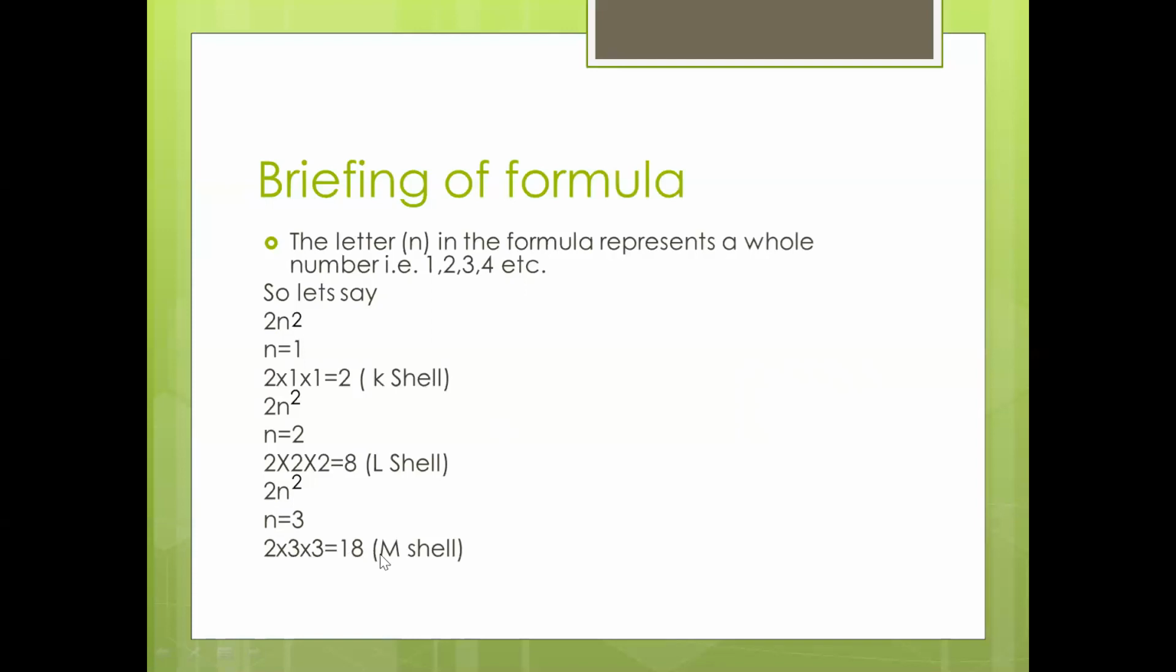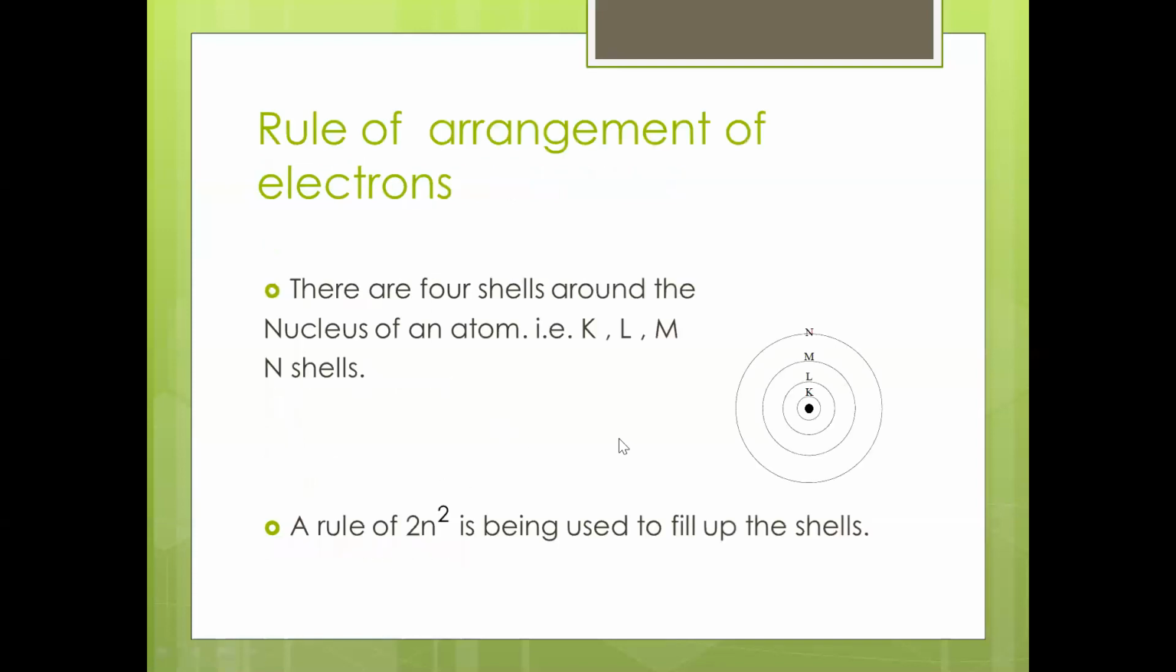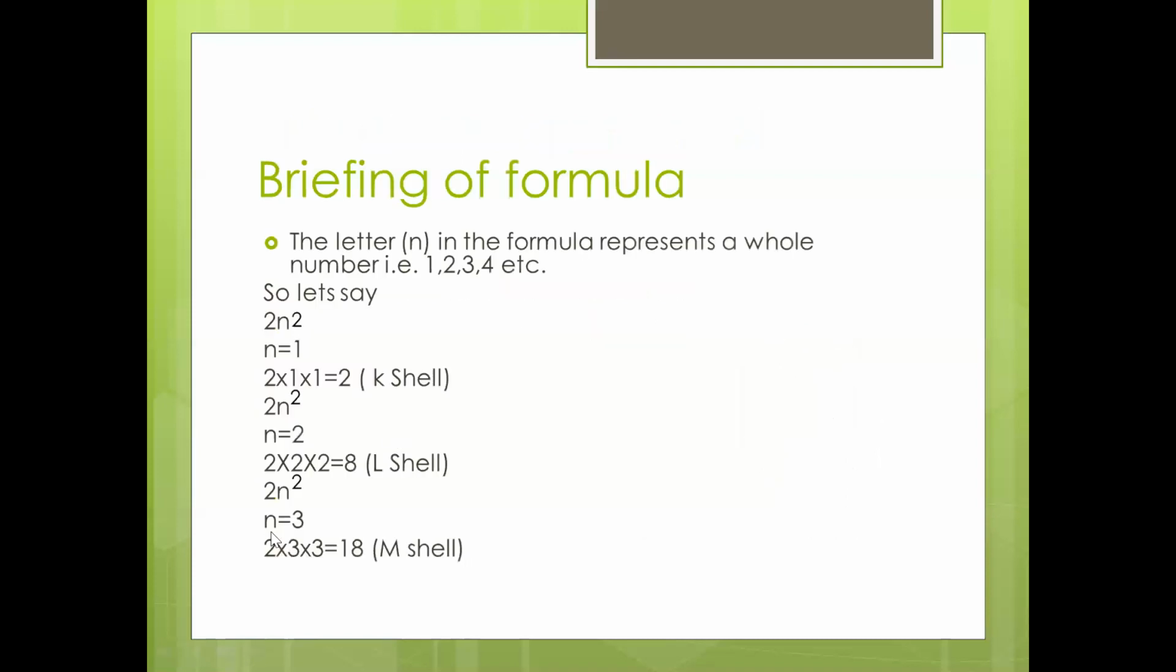So it means now in the M shell, we have the choice of arranging 18 electrons. And the same formula will keep going on, and next time we will take the value of N as 4 and calculate for the L shell. Then we will take the next example, and so on.